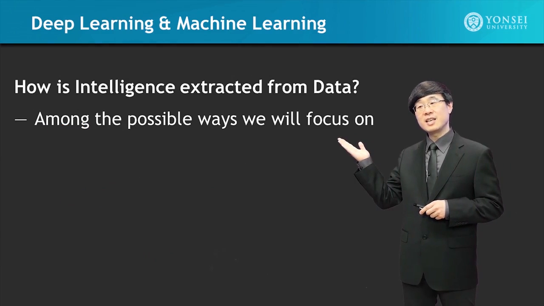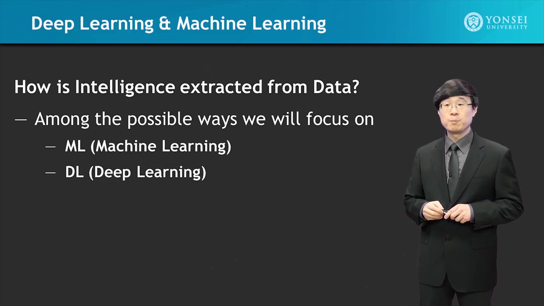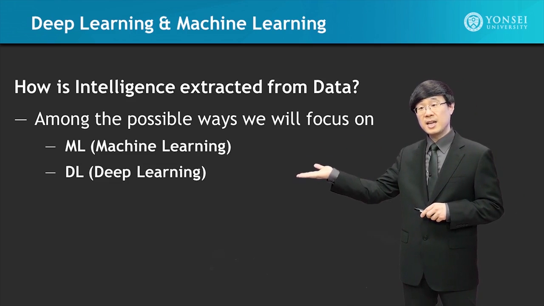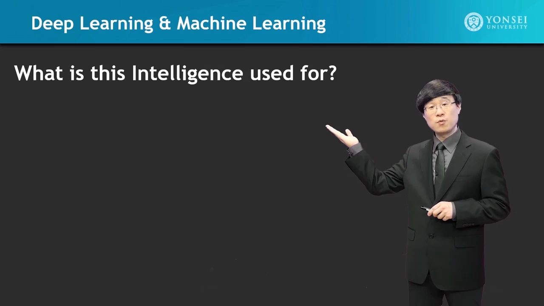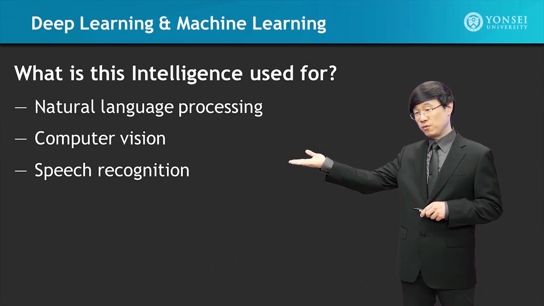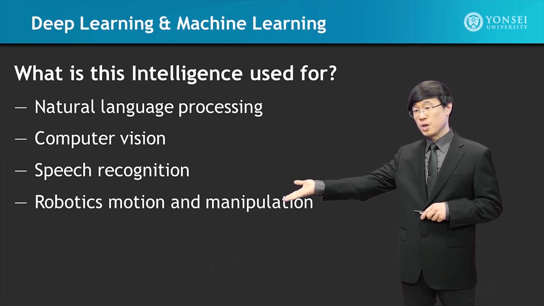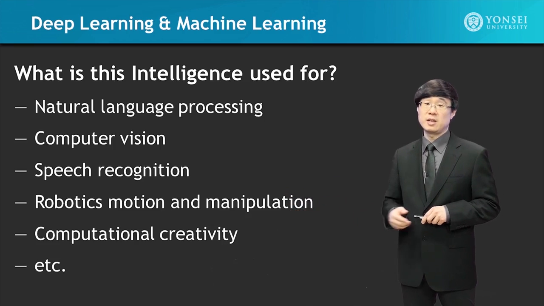How is intelligence extracted from data? Among the possible ways, we will focus on using machine learning and deep learning. What is this intelligence used for? Well, it's used for natural language processing, computer vision, speech recognition, robotics motion and manipulation, as well as computational creativity.